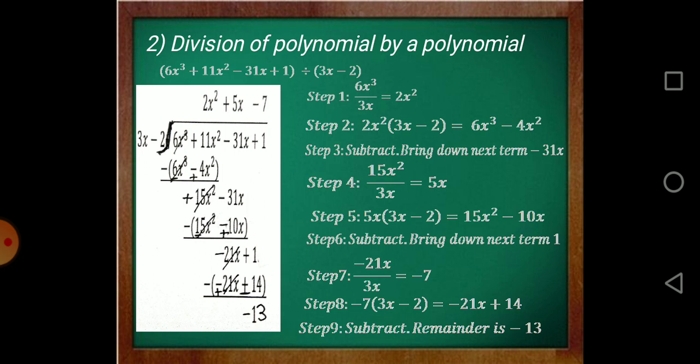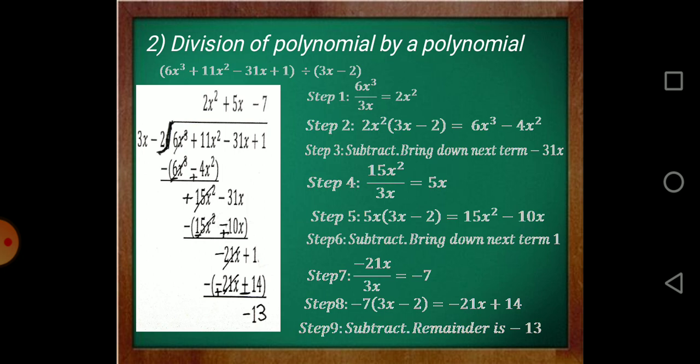As soon as the degree of the dividend is less than the degree of the divisor, the division stops and this number is called the remainder. And thus, as soon as we get a term with the degree less than that of the divisor, the division stops and that last term is called the remainder. Thus, the division process is over and the remainder is minus 13.